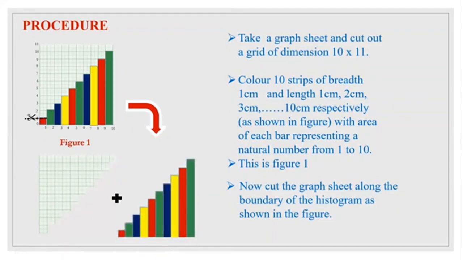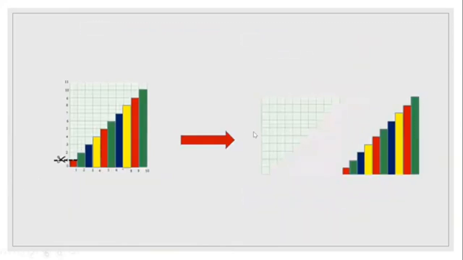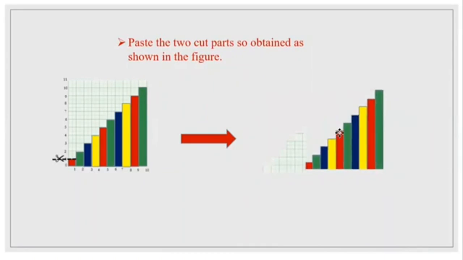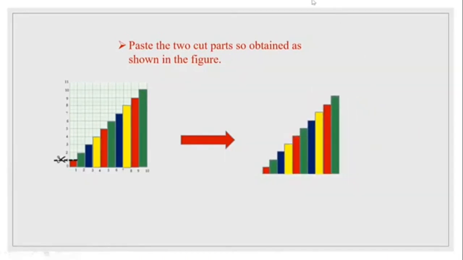Next, what is the thing to be done? I had got this and I have got these two strips. So what I do is I change the orientation of this sheet. I just revolve it and I put it exactly in the same orientation as the colored strips, right? Now what I do is I take these colored strips and I start putting it on this. So this is the next step: paste the two cut parts so obtained as shown in the figure. I change the orientation of this and I just put the graph sheet, and on this I pasted the colored sheet. Now I will not paste it completely.